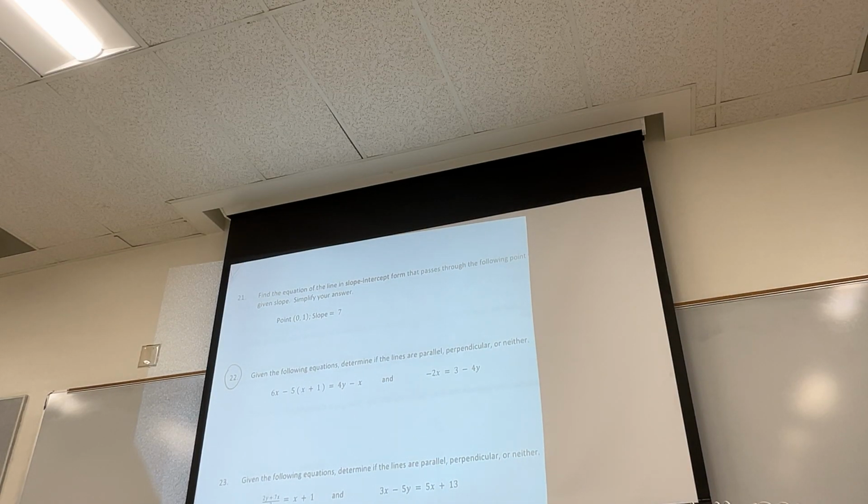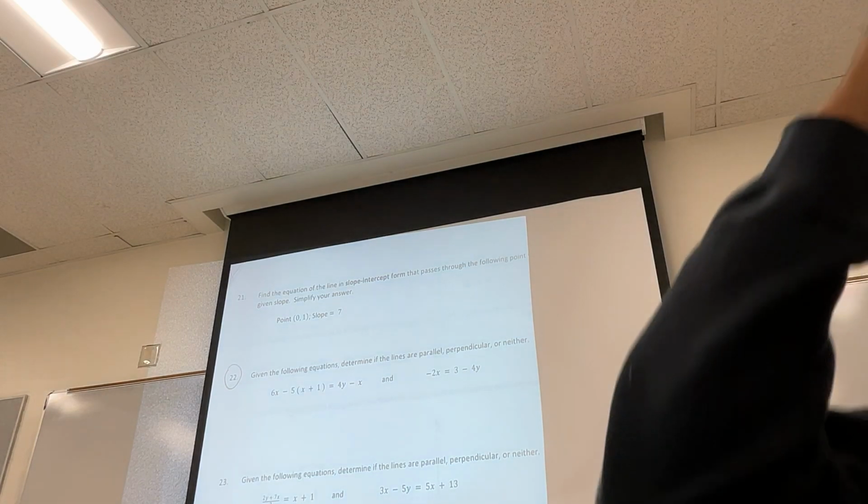Given the following equations, determine if the lines are parallel, perpendicular, or neither. So, what are the rules for parallel lines? How do we know if we have parallel lines? Same slope. How do we know if we have perpendicular lines?